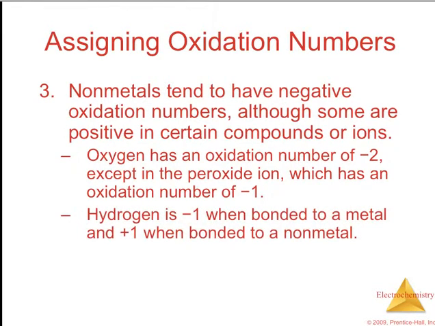Hydrogen is -1 when bonded to a metal and +1 when bonded to a nonmetal. We don't talk a whole lot about metal hydrides, so this concept is probably new. We are very much used to hydrogen being +1, but it is assigned an oxidation number of -1 when it is bonded to a metal.